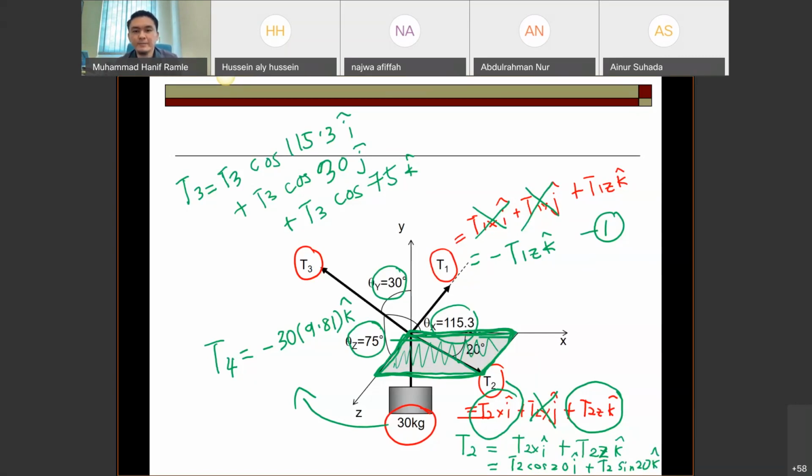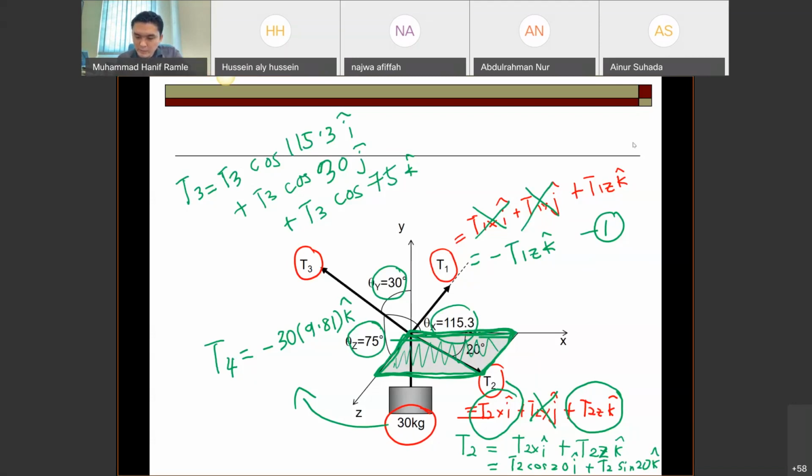So what's next? This is mathematics. After this it is all mathematics. Find T3 by summation of the y component. Yes, the y component, correct.